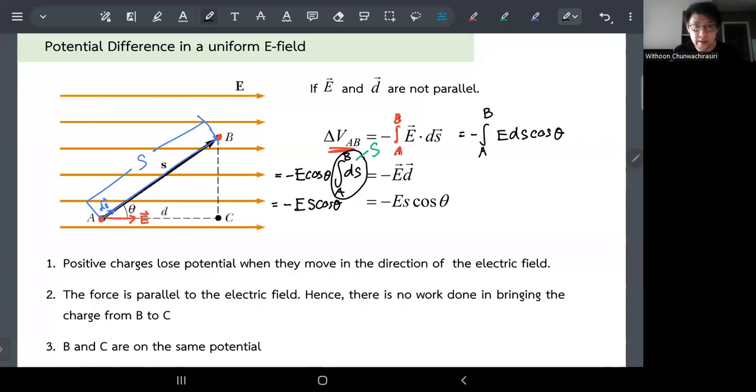Okay. And that's the end result over here. But then you notice S cosine theta is just d. So actually, I can say it's negative Ed. Woo! You with me here?